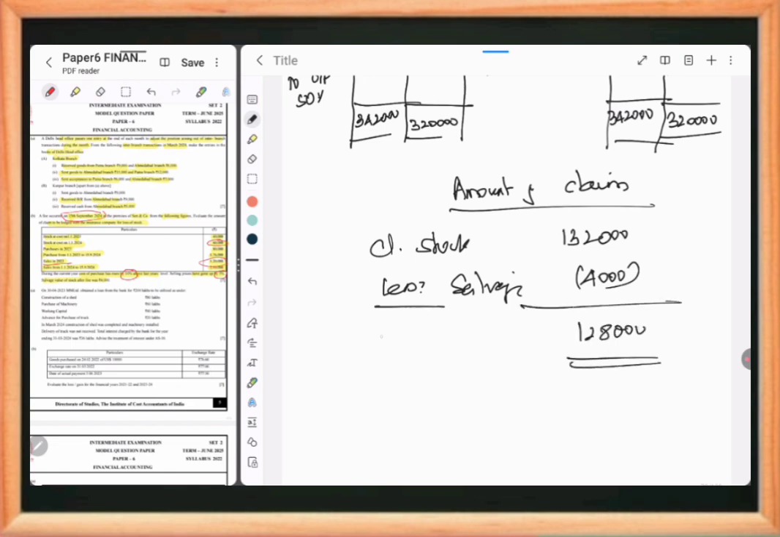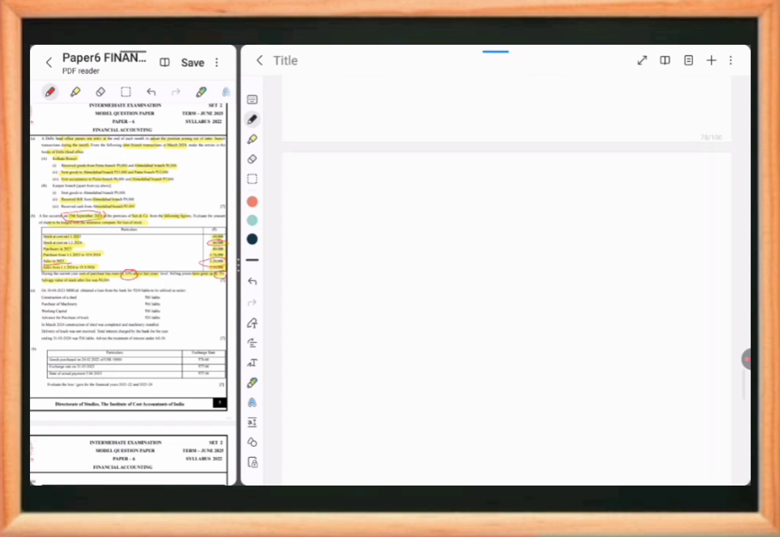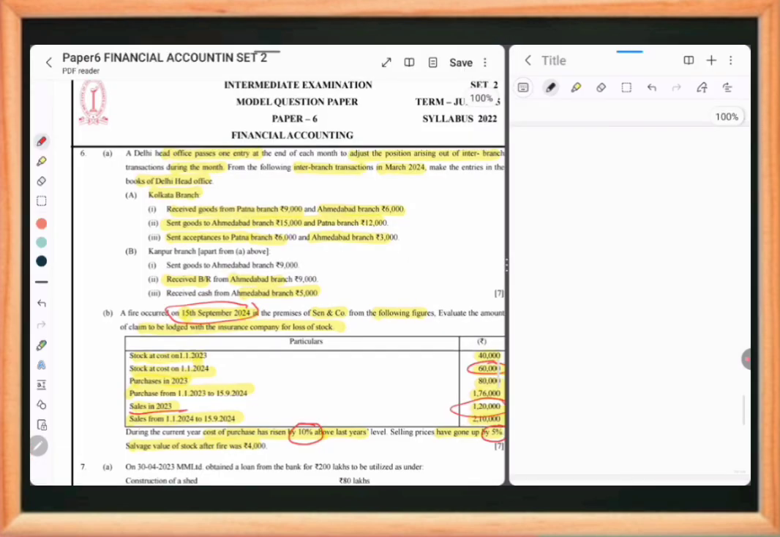This is the amount of claim, actual value of claim, actual value of loss, anything, actual value of stock loss or claim, anything. This is the correct answer. So 1,28,000 is the claim, actual claim. That's all. And then we will see the next question.